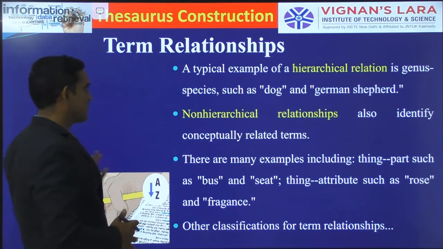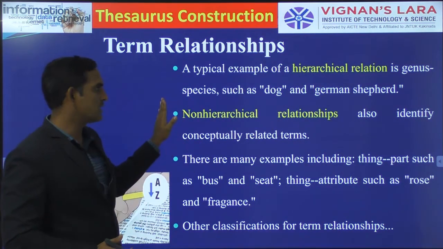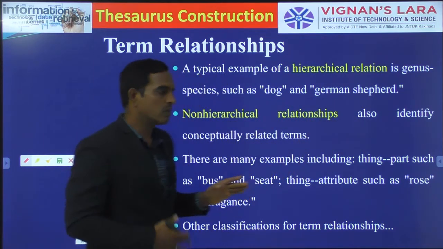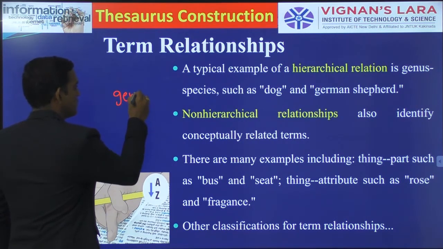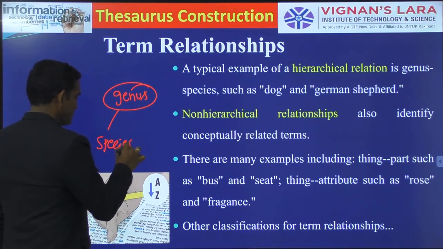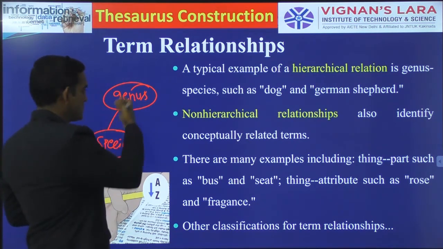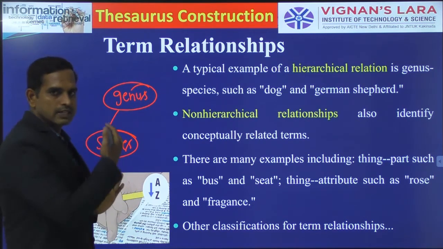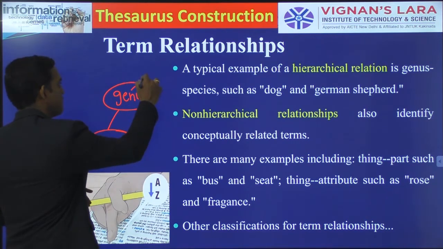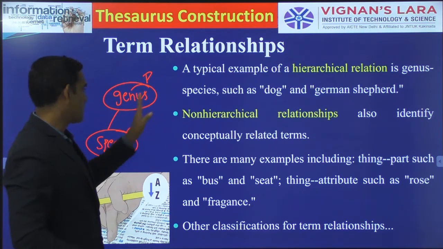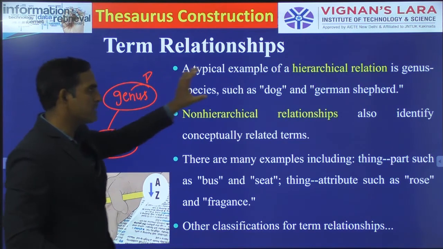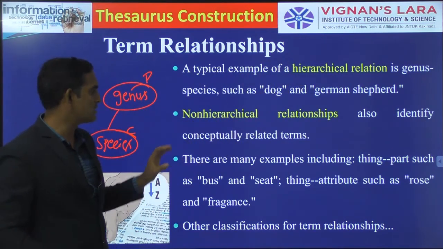Next, a typical hierarchical relationship is generally the genus-species relationship, such as a dog and German Shepherd. We can have this as genus, and this will be species. These species are part of this genus, like this. The part-of relationship can be represented by your hierarchical relationship, or your parent-child relationship. So generalization or specialization relationships can be represented by using hierarchical relationships.